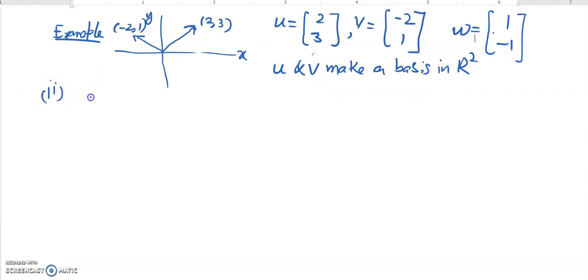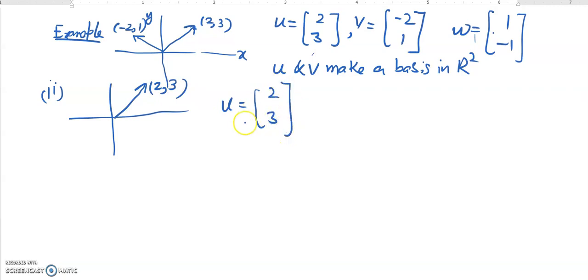Okay, next we can check for this situation when we have only one vector, not two vectors. So for example, if we have this one vector over here, maybe these coordinates are 2, 3. So U is equal to 2, 3.